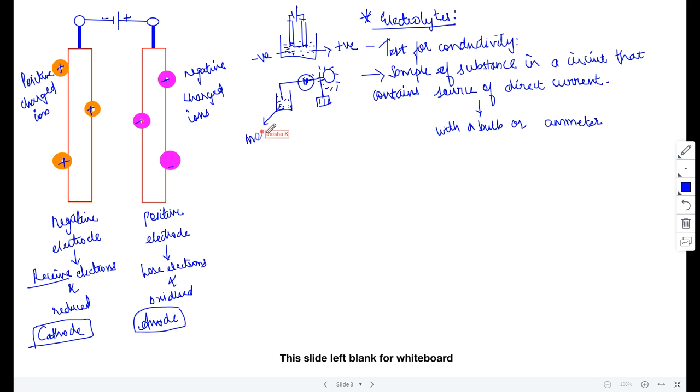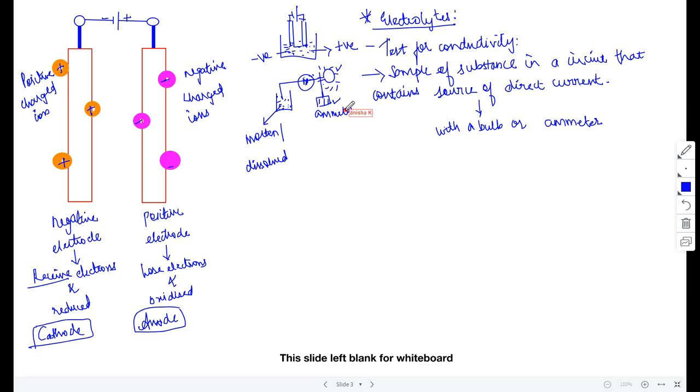Now, if there is current flowing through this substance, it will flow, but this substance should be in a molten or dissolved form. No solid substances are involved in this. Only molten and dissolved. If there is current flowing through the substance, it will flow through the direct current, which will show us the switching on of this bulb, or it will show us a reading on that ammeter. So this is the test for conductivity. If we have a positive result in a bulb or an ammeter, that means this solution is an electrolyte.